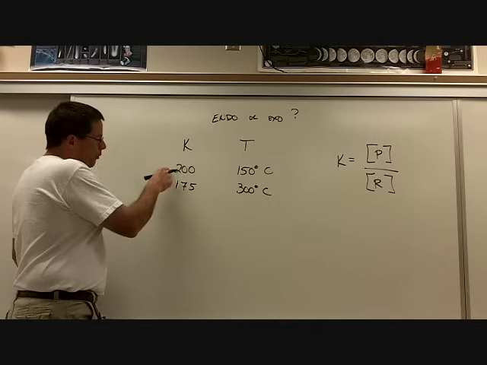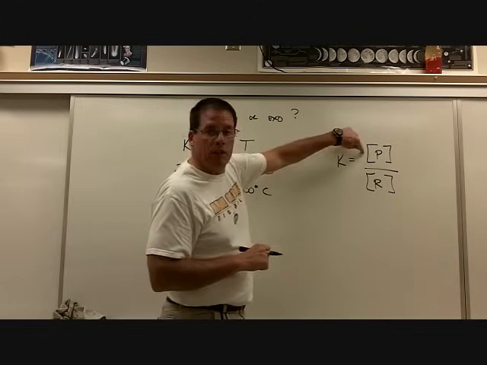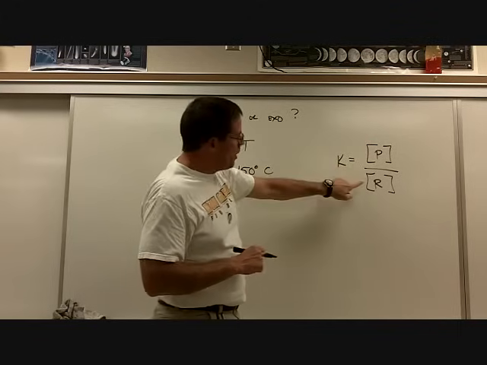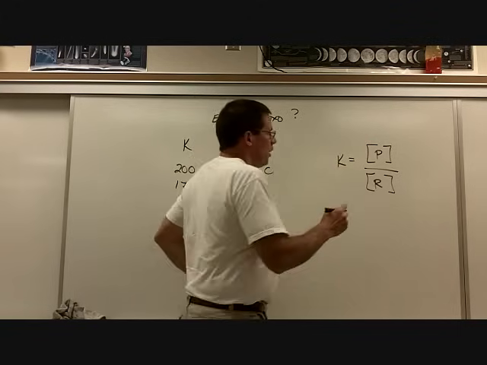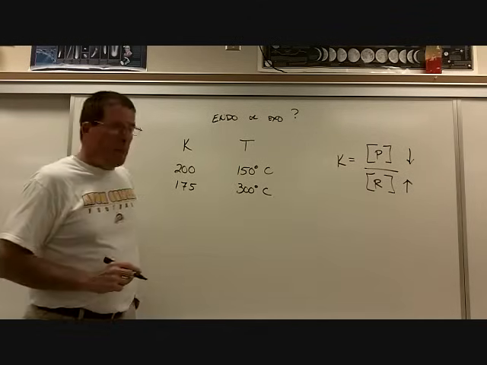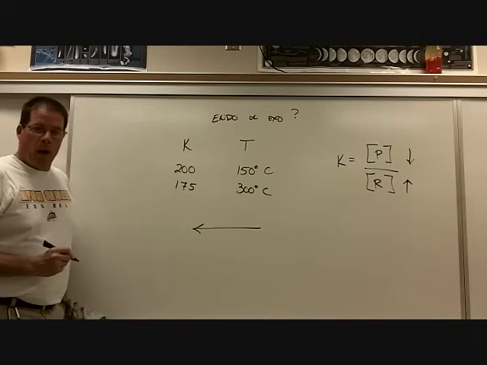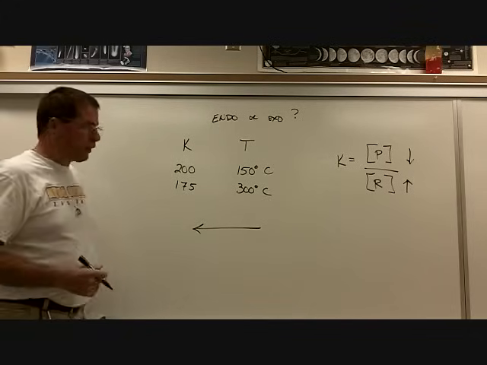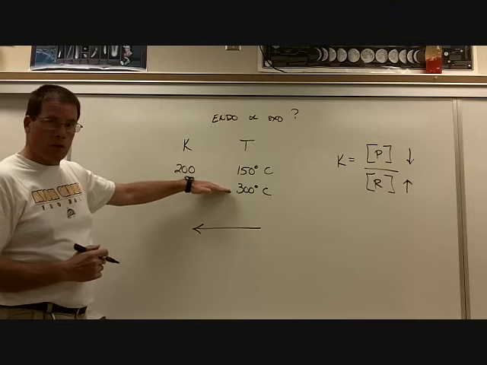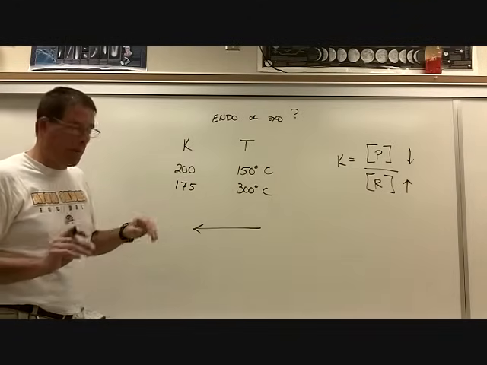Well, since we're going from 200 to 175, that means that my number on top is getting smaller, where my number on the bottom is getting larger. So if this is getting smaller and this is getting larger, that means that I'm shifting to the left. My products are forming more reactants. As a result of this temperature change, we have a particular reaction. I don't know what it is, we don't care.